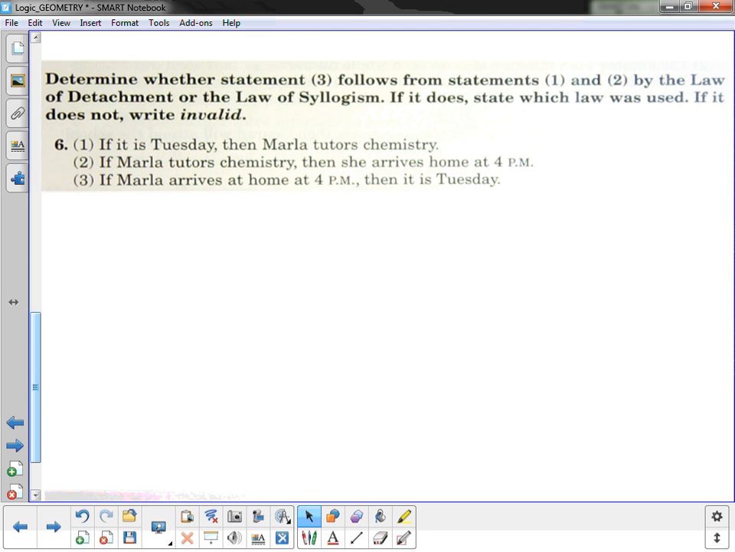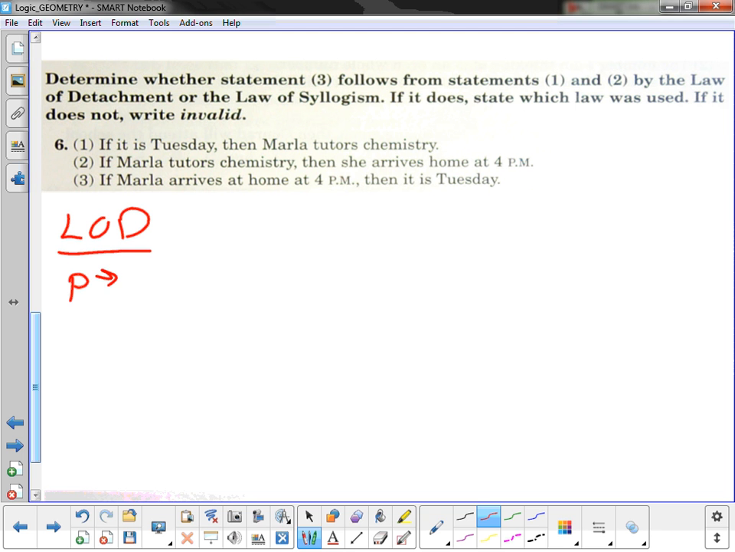So our third statement is that if Marla arrives home at 4 p.m., then it is a Tuesday. Well, let's see if that flows from the law of detachment or the law of syllogism. The law of detachment said I had to have a P implies Q, and P is true. Is that what we have here? Well, we had a true and false statement in number 1, so that could work for the first part, but the second part did not say anything about it being Tuesday. So it is not a law of detachment.